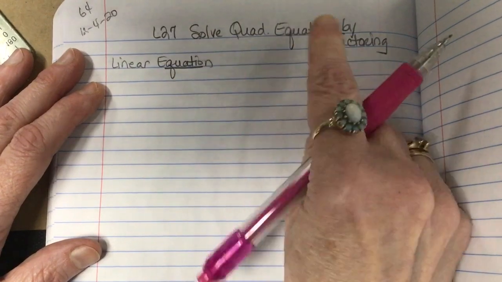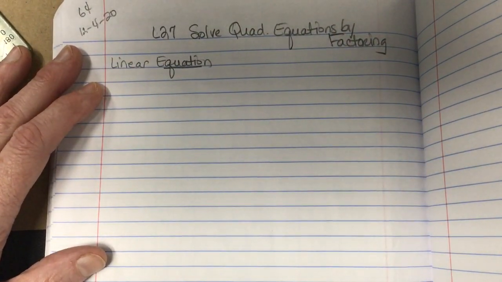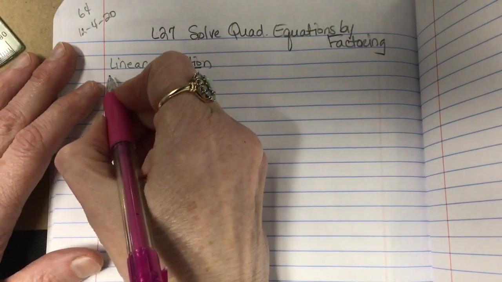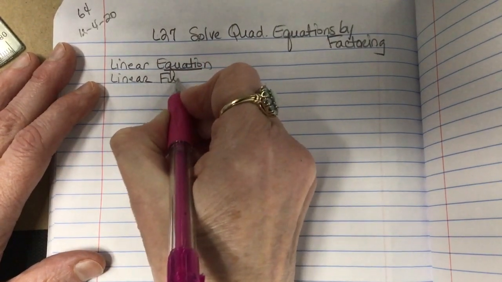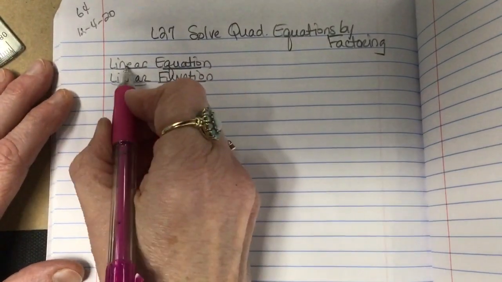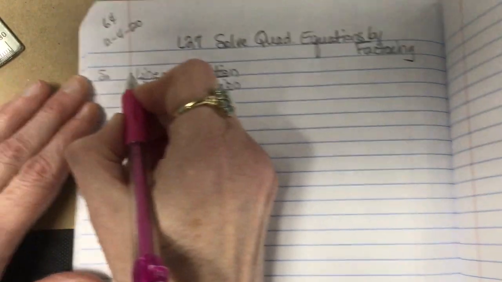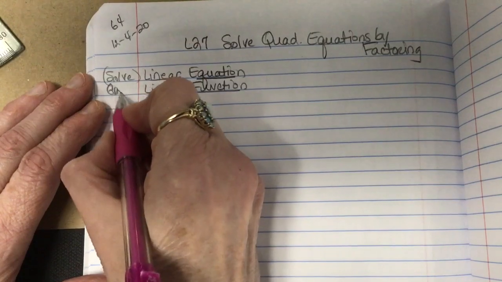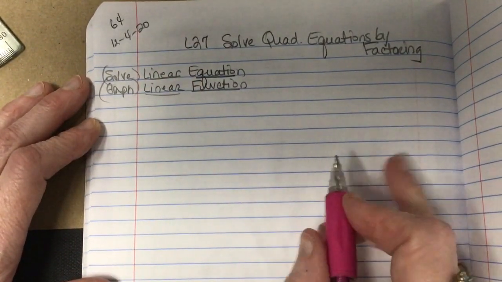What is the difference? Because we're going to do the equation part, then we're going to do the function part. That's when you put it on graph paper. So linear equation and linear function. Now, here's one of the main things. When you have an equation, you're solving it. You solve equations and you graph functions. So that helps. You're graphing something on graph paper.